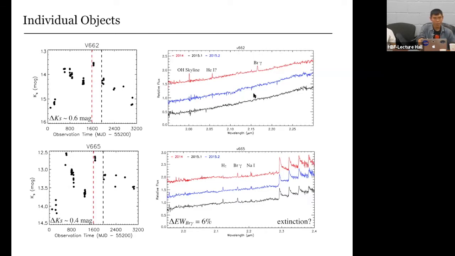But when we take the spectra, we can see that in V662, from 2014 to 2015, the emission lines just disappeared, which means the variation here might be caused by the termination or quenching of the mass accretion process. And in this object, all the emission lines stay exactly the same, even though the K-band continuum changed about 40%, which means the variability of this star may actually come from extinction, not from any change in accretion.